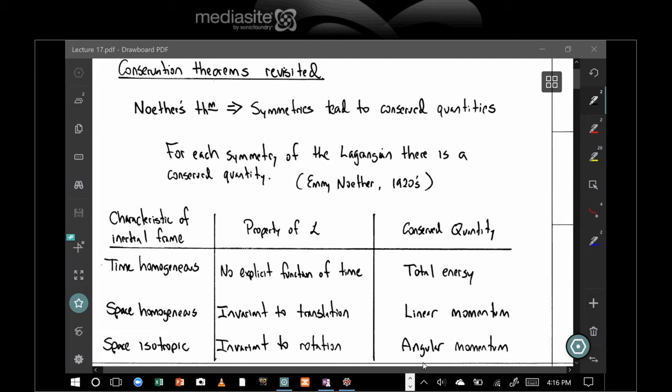So that's the summary of the main result that we're going to do in class. By the way, this is a table that you should know, because these concepts are transcendent and everywhere in physics, not just mechanics, but all branches of physics.